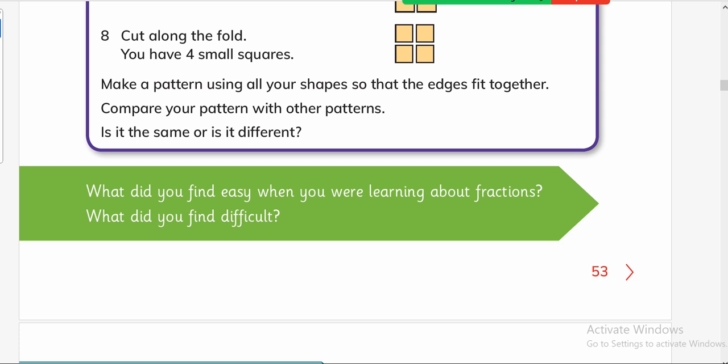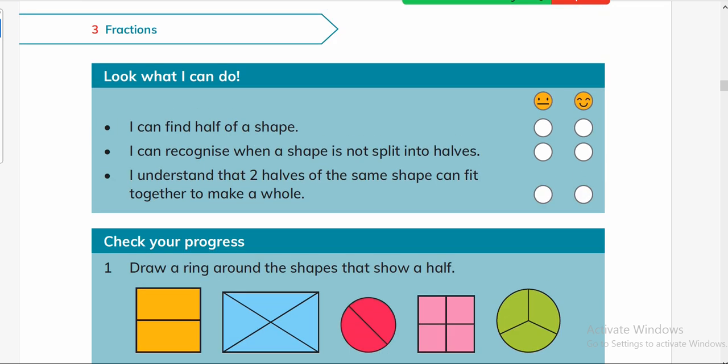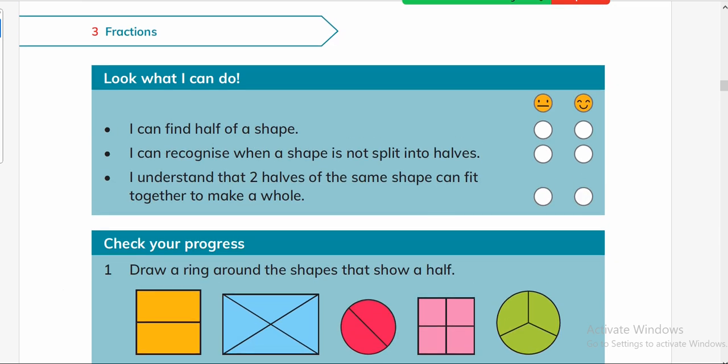What did you find easy when you were learning about fractions? This is what you have to tell me. What did you find easy and what was difficult for you? Okay, now look what I can do. Can you find half of a shape? Yes, it is easy. I can recognize when a shape is not split into half. Yes, I think now you are able to judge if the shape is not in equal parts.